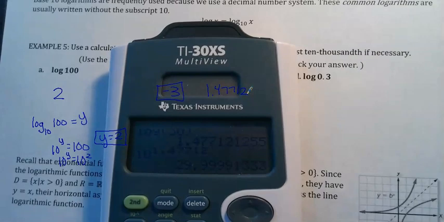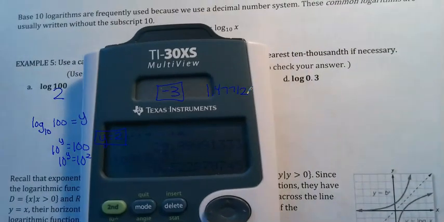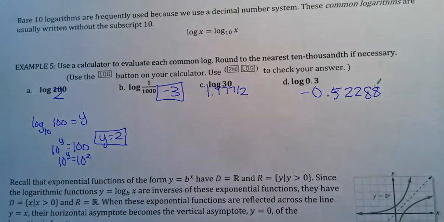And our last one is the log of 0.3. So log of 0.3, or 3/10, is negative 0.52287. So negative 0.55228. We'll say 8, because it's rounding. Okay, excellent. Okay, so it's like, whew, you definitely need a scientific calculator to be able to use some of those logarithms and calculate them.